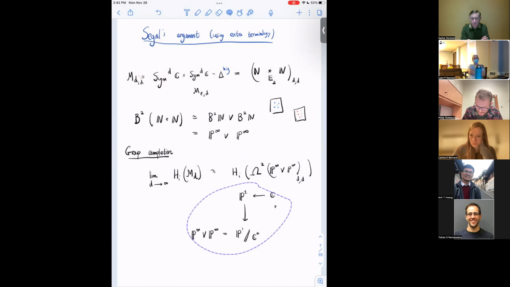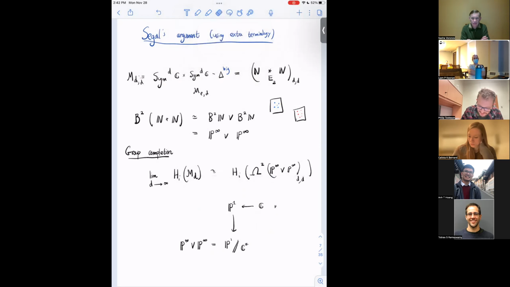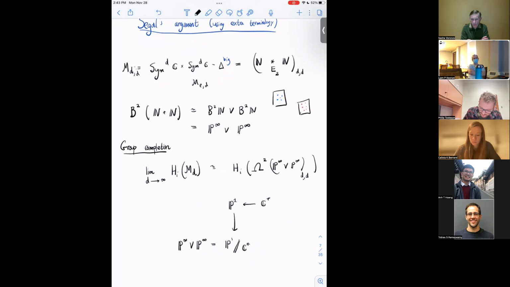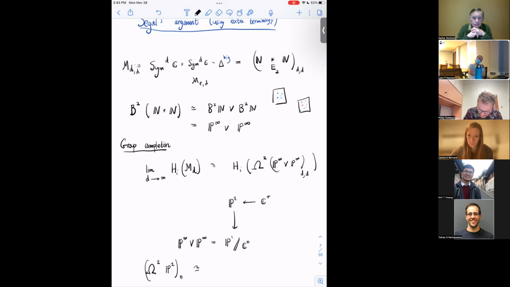It turns out that there's a fiber sequence that you can get by quotienting P1 by the action of C star. Anyways, this is all to say that there's a natural map from P1 to P infinity wedge P infinity, and that omega squared P1 zero is going to be weakly homotopy equivalent to omega squared P infinity wedge P infinity.